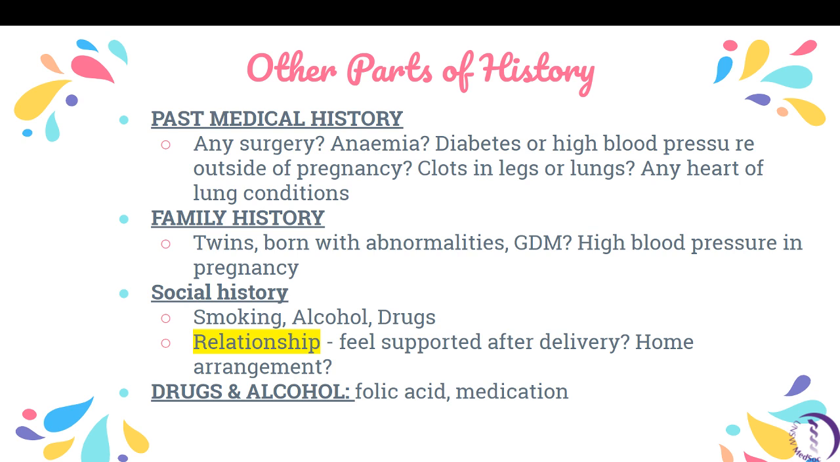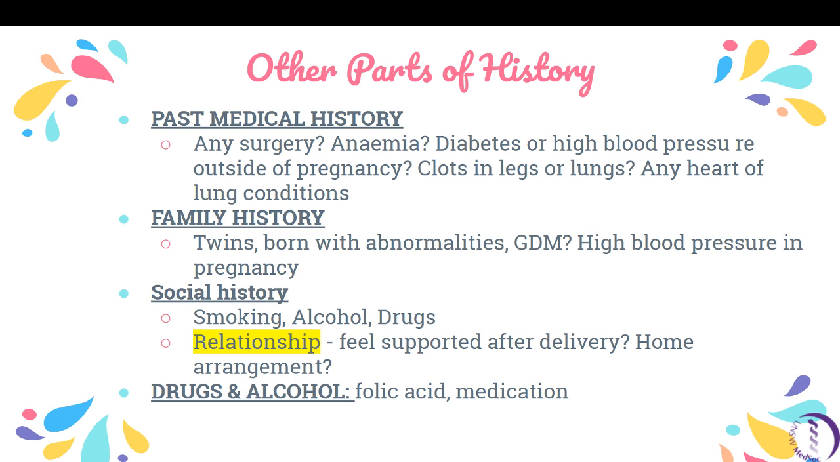For your family history, you want to know if they've had any family history of twins. When they're pregnant, you also want to ask if it's a singleton or a multiple pregnancy as well. But going back to the family history, you want to see if their babies have been born with any abnormalities, if anyone has had any gestational diabetes mellitus, or any high blood pressure in pregnancy as well. Essentially, have all the other women in her family had any issues with birth or pregnancy?